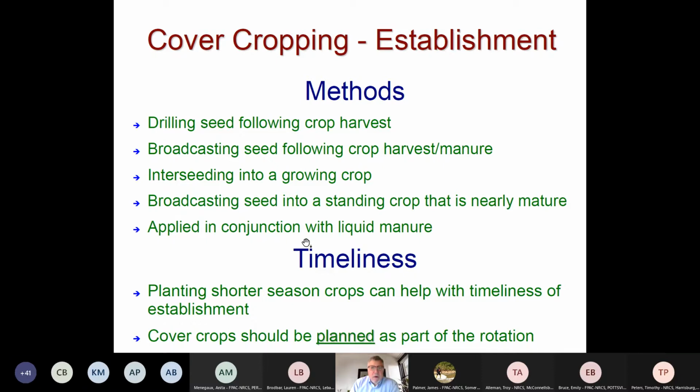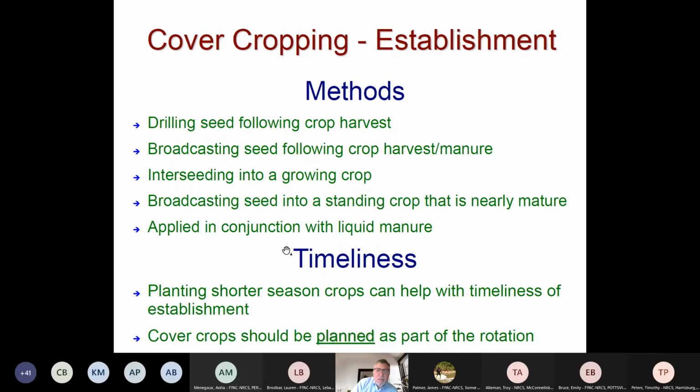Broadcasting into nearly standing corn. For instance, in aerial seeding, an airplane seeding would be an example of broadcasting seed into a standing crop that's nearly mature. Not recommended in Pennsylvania, very hit and miss. We have a number of things working against us for aerial seeding, such as the small field sizes, and the inconsistency between airports and locations that have different types of fuel and runways that the equipment needs to operate on. So broadcasting seed into a standing crop that's nearly mature is not highly recommended in Pennsylvania.